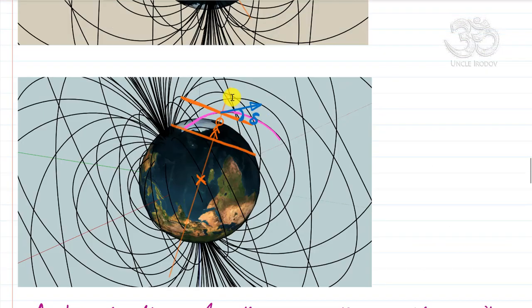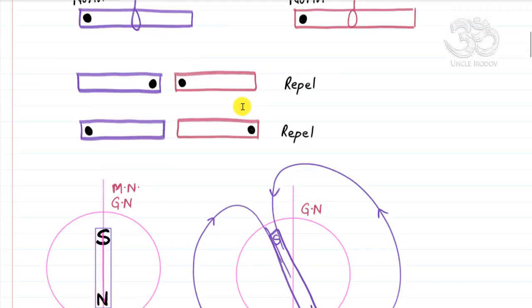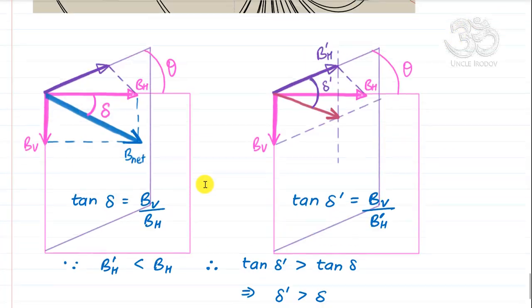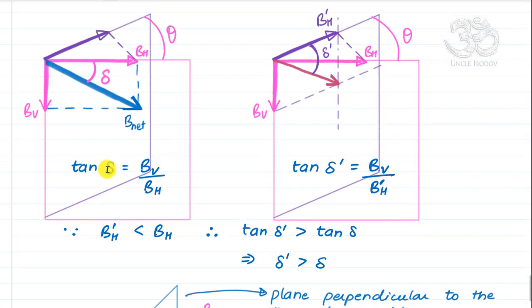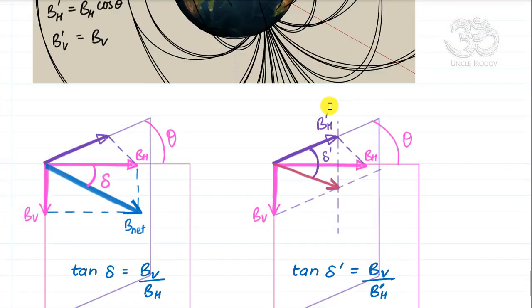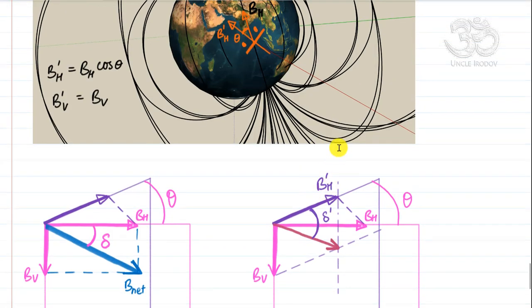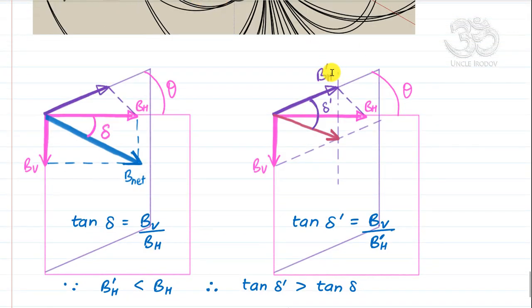So that is about the magnetic field of Earth and its elements, people. I hope you have really understood what the magnetic field of Earth is like. Please keep in mind that I've got two ratios here. Tan delta is BV by BH and tan delta prime is BV by BH prime. Now BH prime is small because BH prime is a component of BH. BH prime is, let me make a note here, people, going to be BH cos theta.